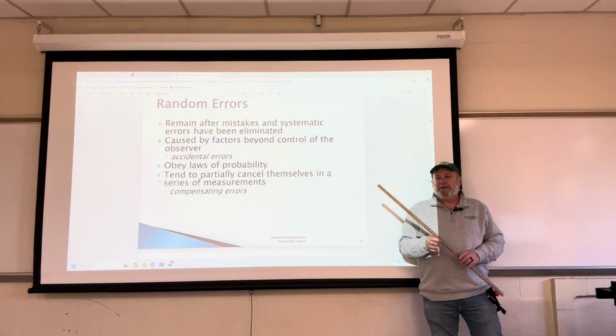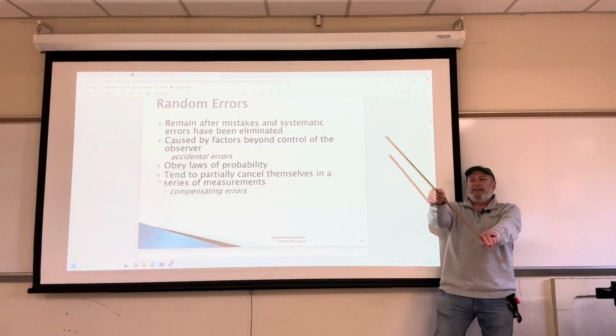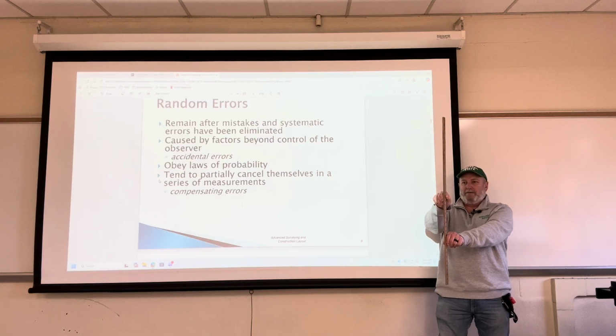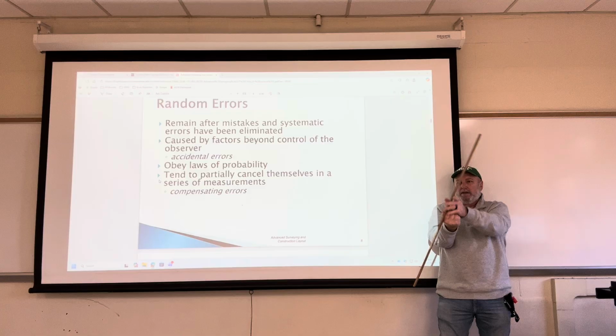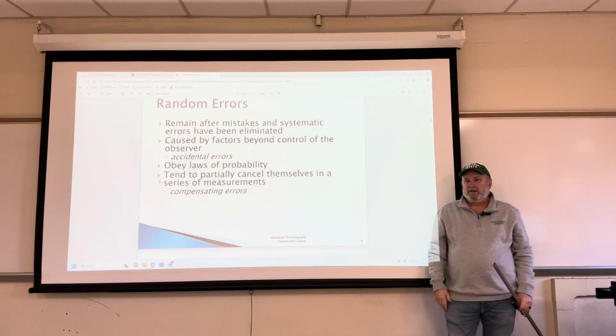Just to exaggerate to show you, if your vertical crosshair is out, when you flop the scope, it's going to be the other way. So those two would cancel each other out.